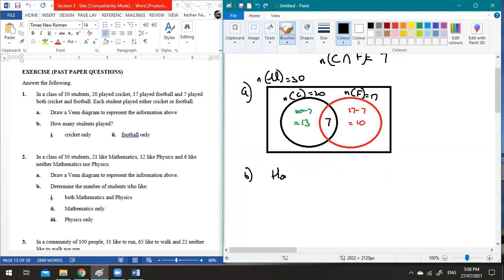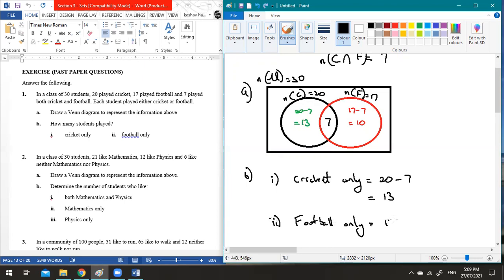How many played cricket only? Well, I just showed you in the Venn diagram here. So part 1, cricket only would be the total number in the set, which was 20, minus the ones that played both. So 13. Part 2, football only is the total number who played football minus the ones that played both, which is 10. And remember, students.